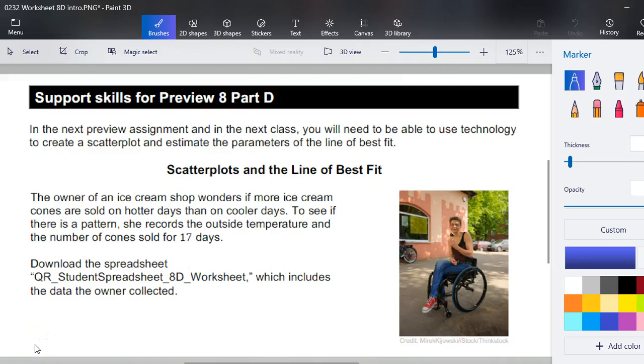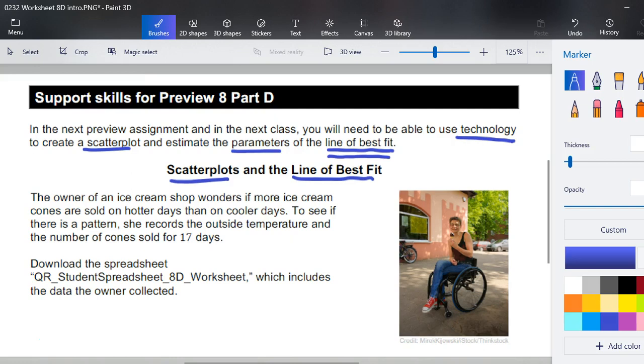Welcome back. We are now looking at worksheet 8D. In the next preview assignment and in the next class, you're going to need to be able to use technology to create a scatter plot and estimate the parameters of the line of best fit. So we're going to start with scatter plots and the line of best fit.